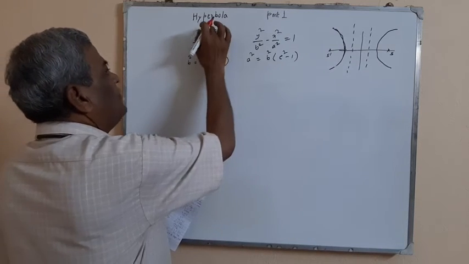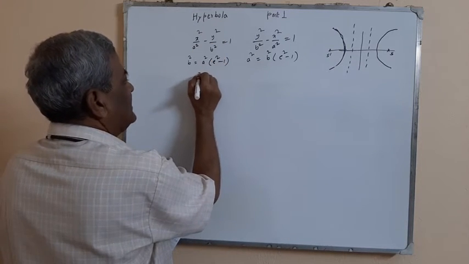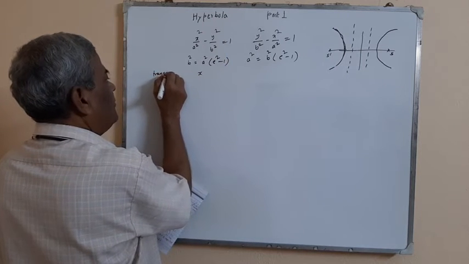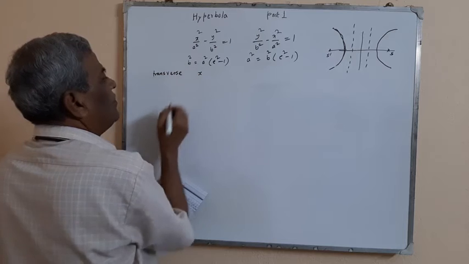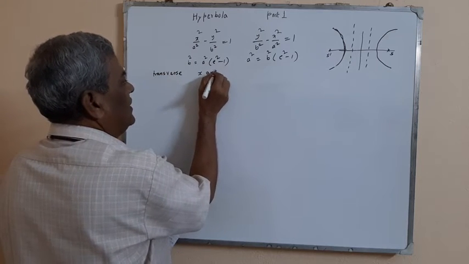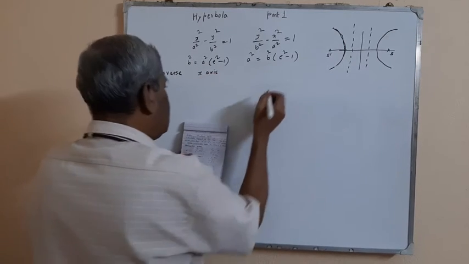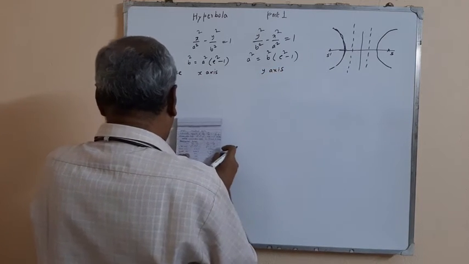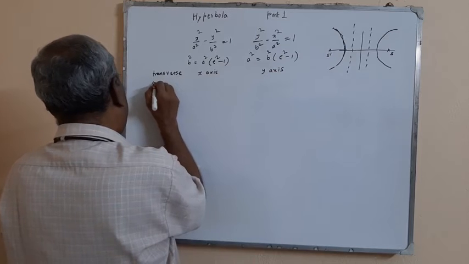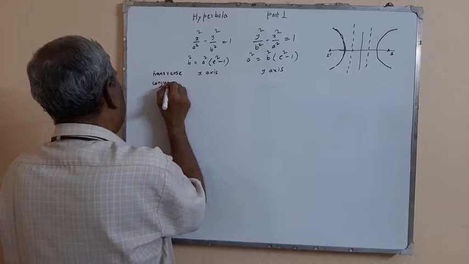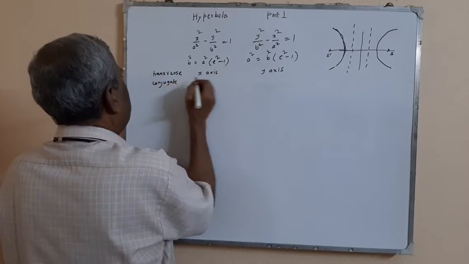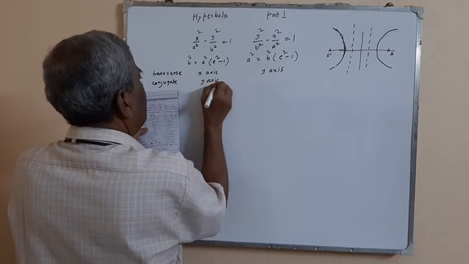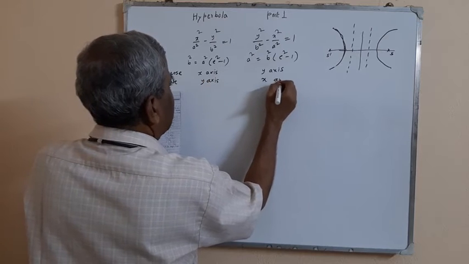Transverse axis of this hyperbola is x-axis. Its conjugate axis is y-axis. That of this is x-axis.